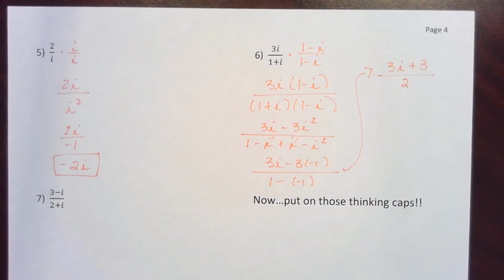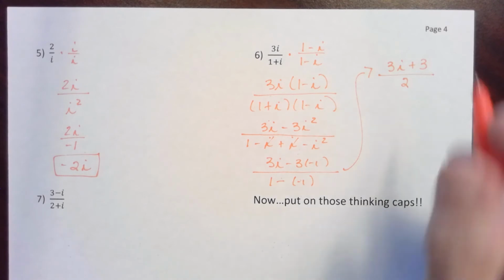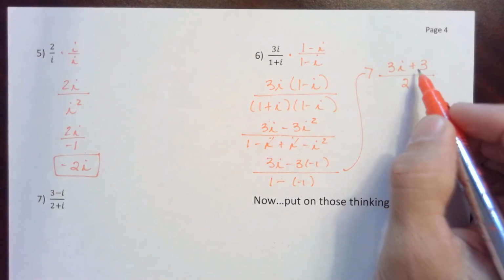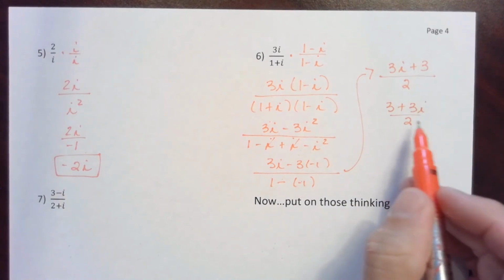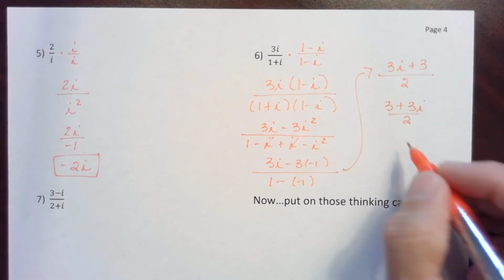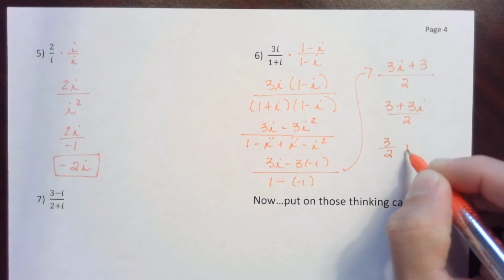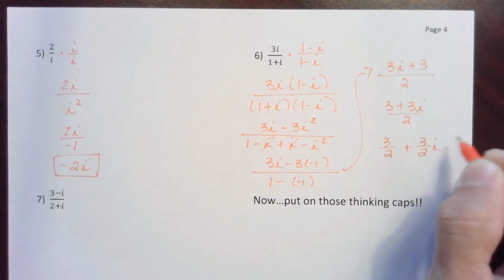So we need to write this in standard form, which means we need to rearrange these. So we have 3 plus 3i over 2, but you have to separate your real and your imaginary. So we have 3 over 2 plus 3 over 2 i.